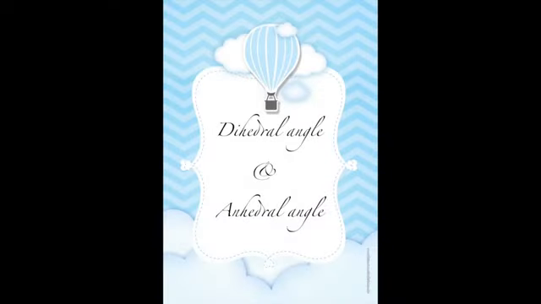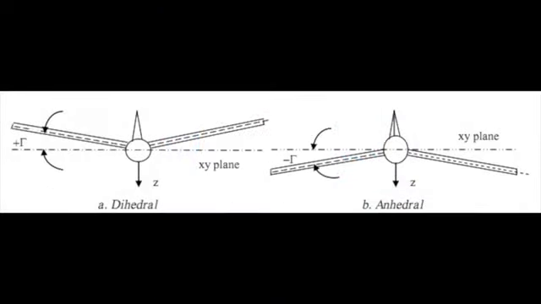Dihedral angle and anhedral angle. Dihedral angle is the upward angle from horizontal of the wing or tailplane of a fixed-wing aircraft, whereas anhedral angle is the name given to the negative dihedral angle, when there is a downward angle from horizontal of the wings or the tailplane of the fixed-wing aircraft.